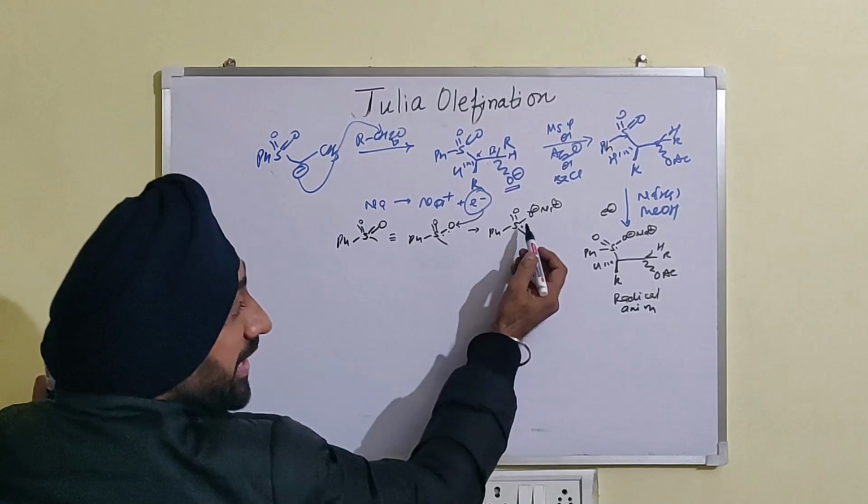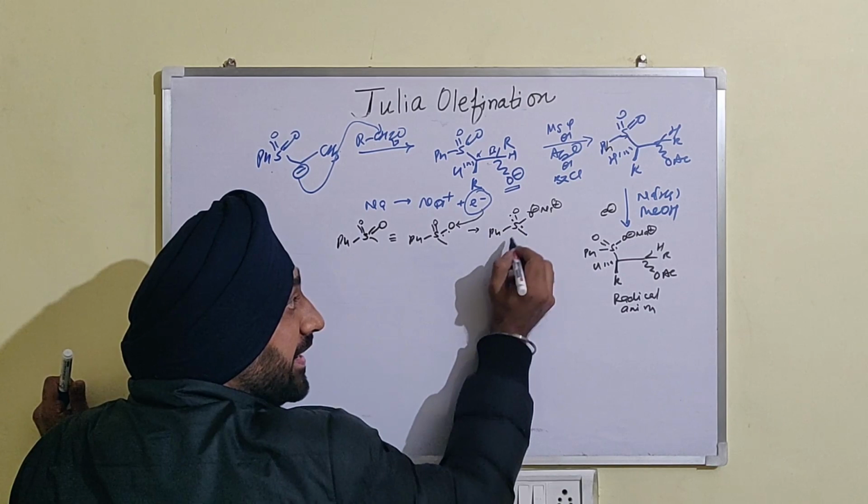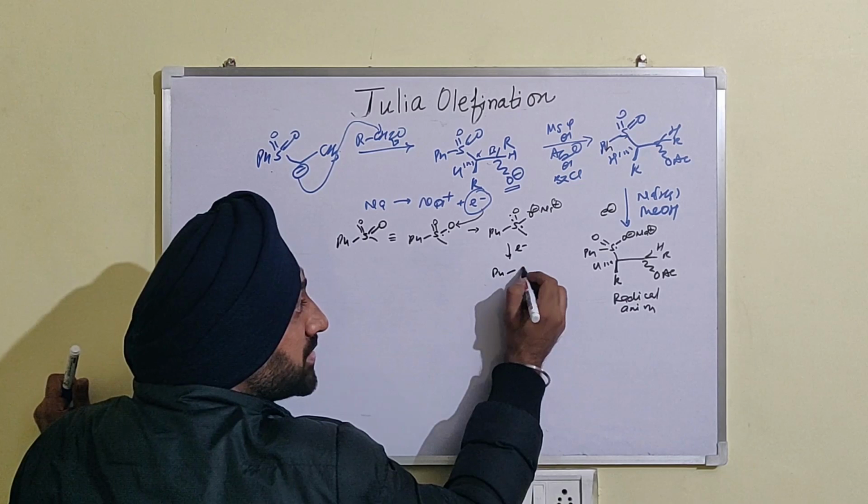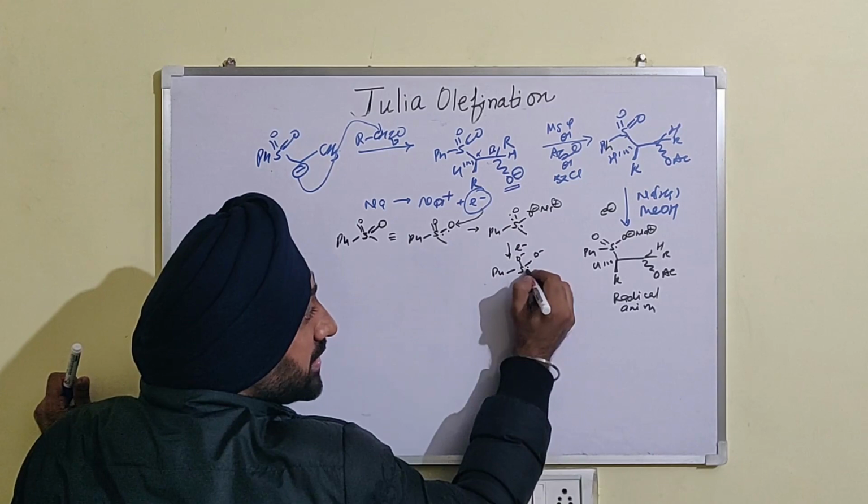Since we have formed this, this can also be written like that. Again, if one electron more is added, then we know this is more electronegative, so this will lead to the formation of O minus. And now we have two electrons here, so this can be written like that. So this is exactly what happens here.